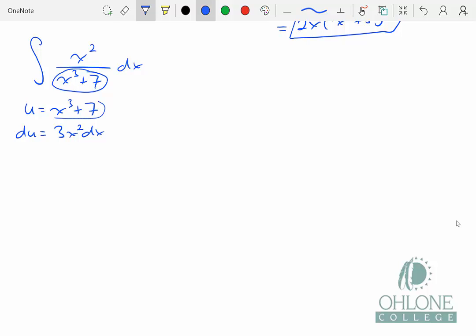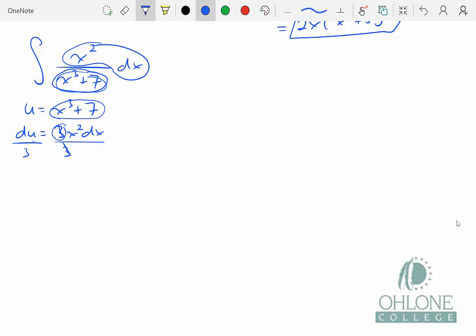Now everywhere that there's an x cubed plus 7, I'm going to replace that with u, so this denominator is going to become u. And then everywhere that there is a 3x squared dx, I'm going to replace that with du. Now you may notice here that I don't actually have 3x squared dx. I have only x squared dx. So it's a case where the derivative isn't there. The derivative of the inside function isn't on the outside in this integral. The fact that it's off by a constant is okay, because in this equation right here, I could divide both sides of the equation by 3.